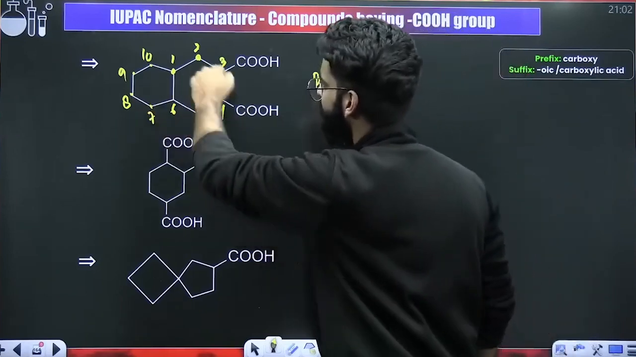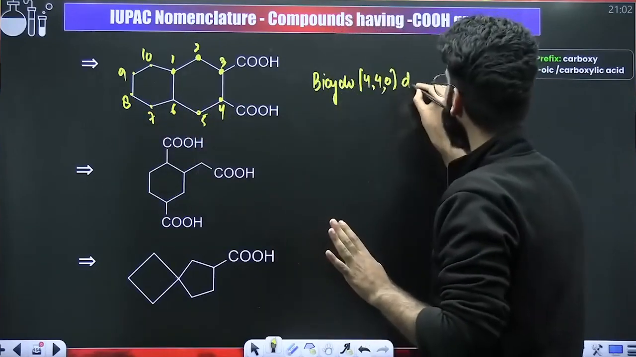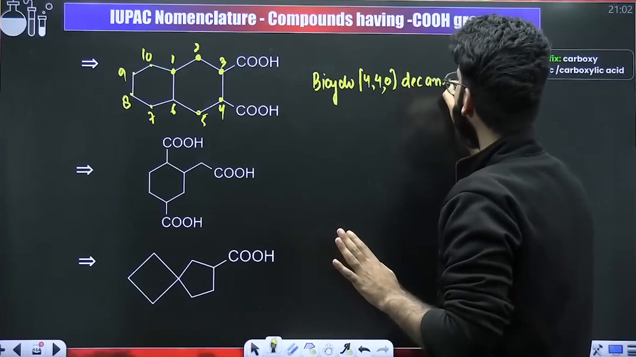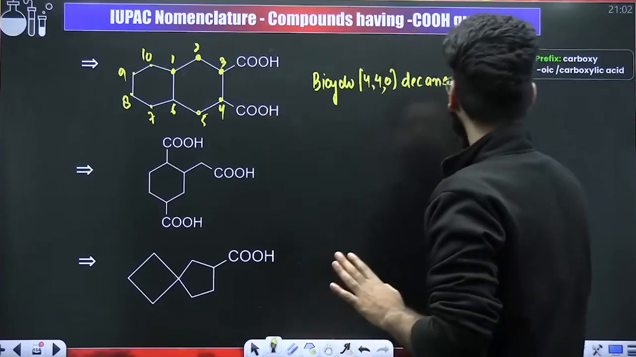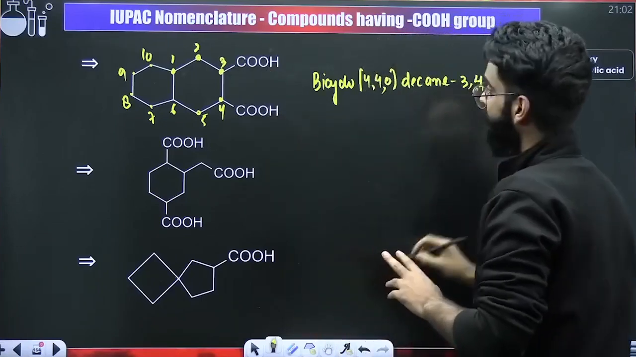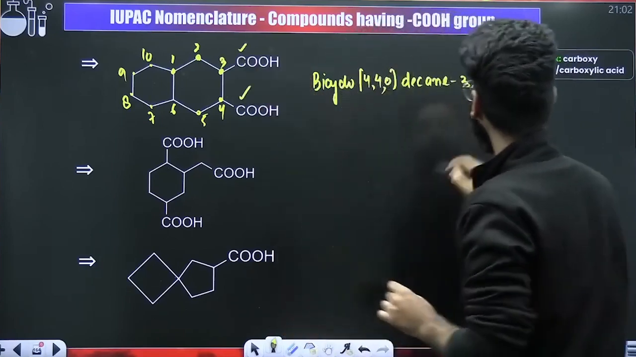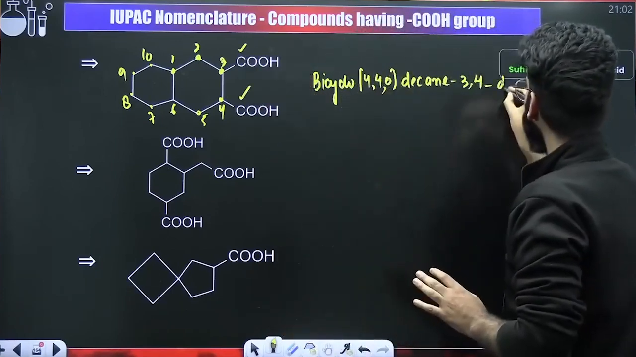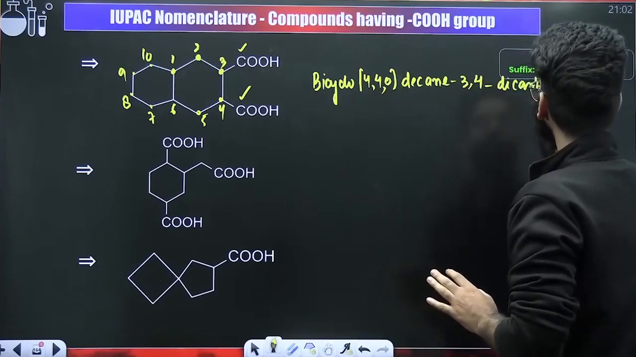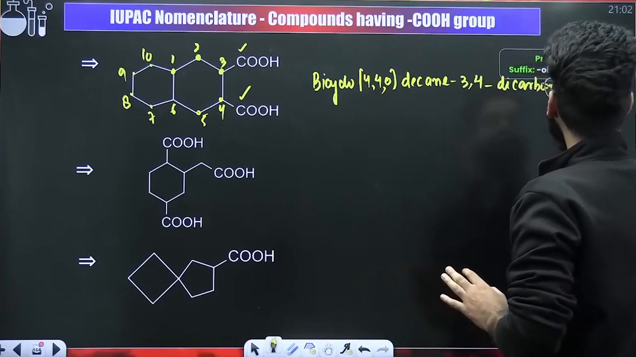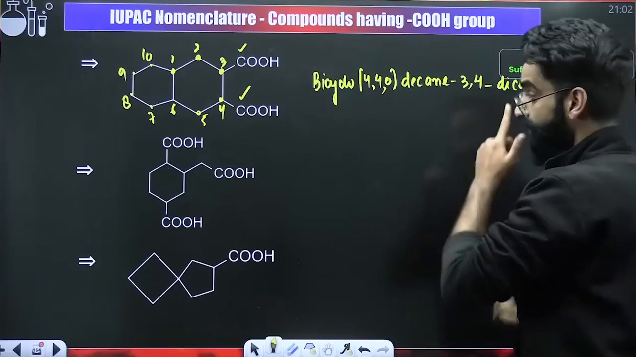Now, how many carbon atoms in the main chain? 10. So it's going to be dec. Everywhere it's a single bond. Decane. At 3 and 4, there are 2 carboxylic acids. None of the carbon of the carboxylic acid is the part of main chain. So it's going to be 3, 4, dicarboxylic acid. I hope this is clear to everyone.